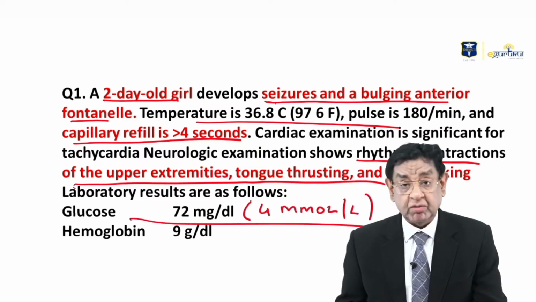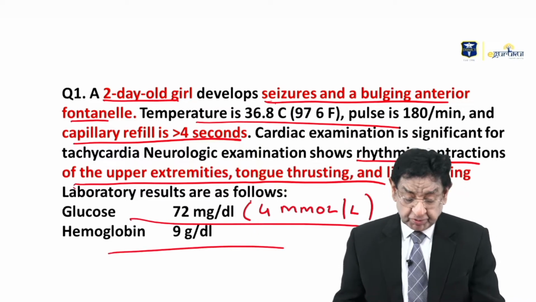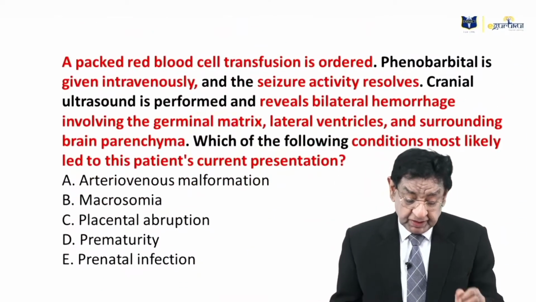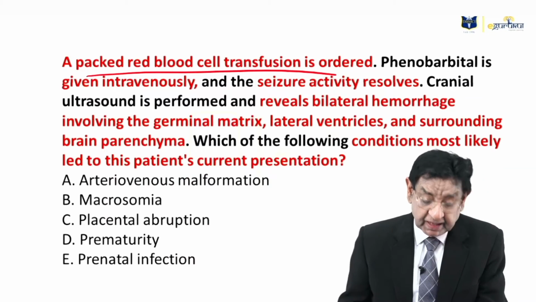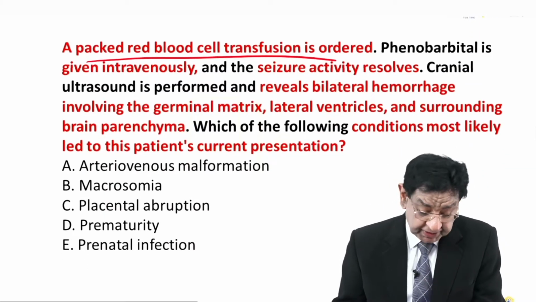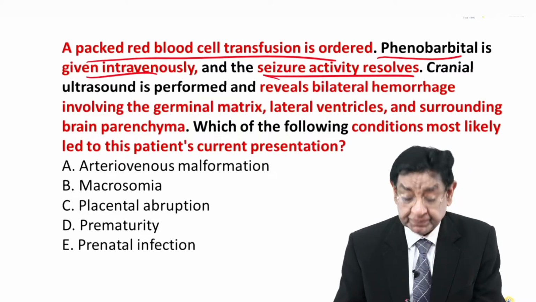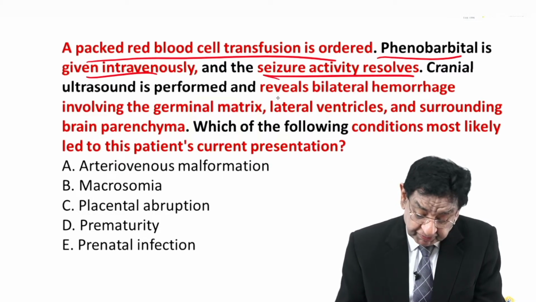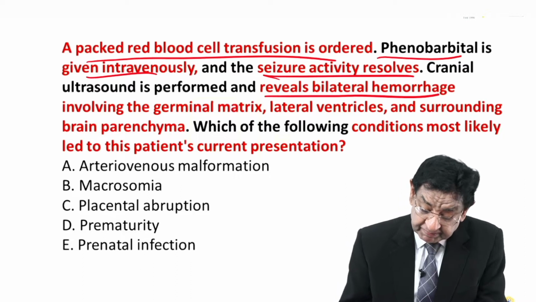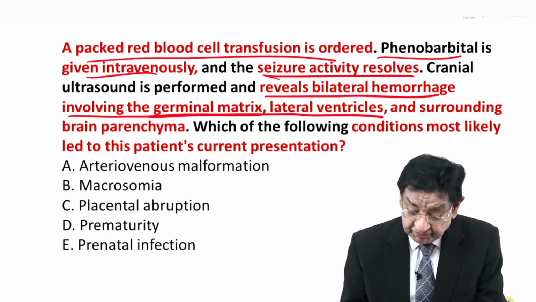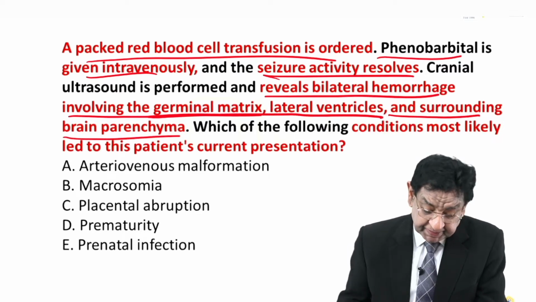Blood sugar is in the normal range. Hemoglobin is very low. Well, a packed RBC transfusion is done. Phenobarbital is given intravenously, and the seizure is actively restored. Cranial ultrasound is performed and that reveals bilateral hemorrhage involving the germinal center, lateral ventricle and surrounding brain parenchyma.